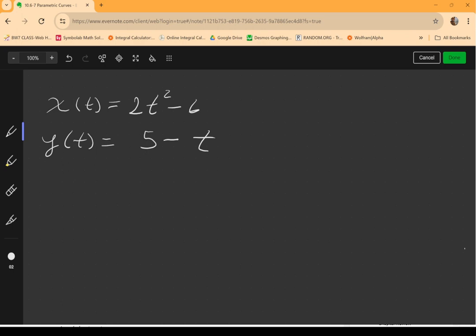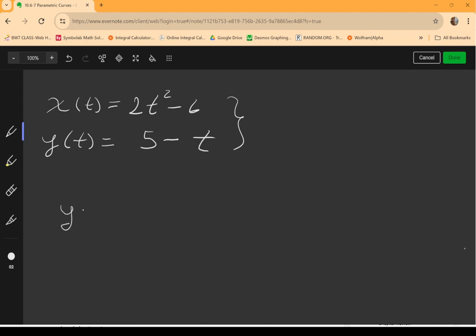The technique we're going to be using is to solve for t in one of the equations, x or y. It doesn't matter which one; usually the easiest one would be my advice. Once you have t in terms of x or y, you plug it into the other one. Looking at this, I think y of t equals 5 minus t is the easiest one to simply solve for t.